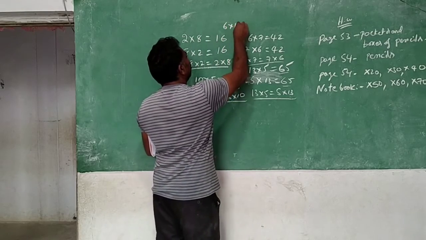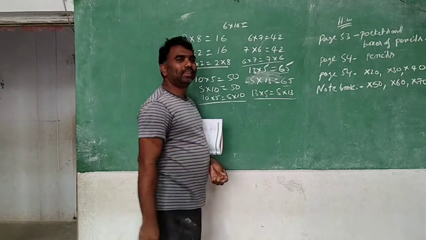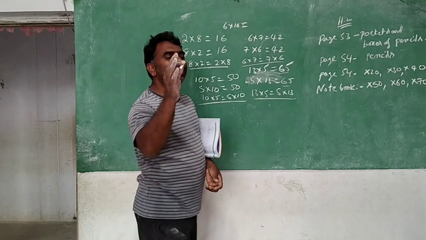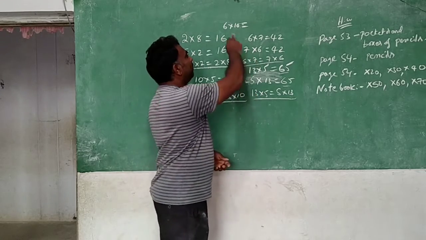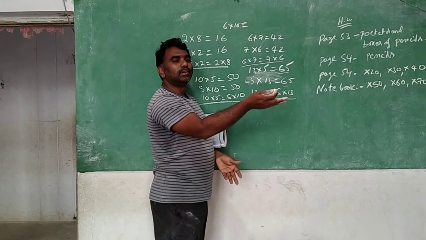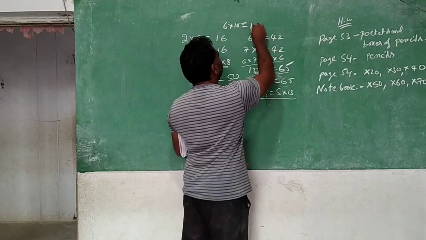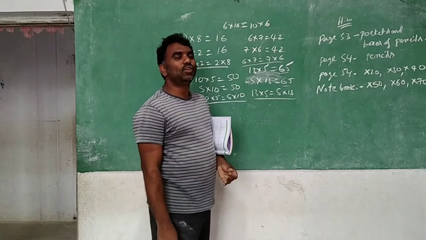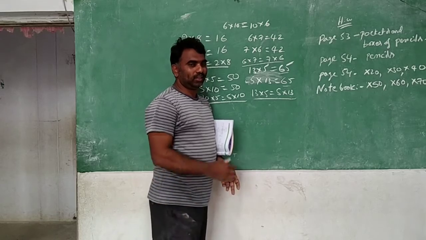6 into 10 is equal to... In this way you say 6 into 10 is equal to, very good, 10 into 6. 6 into 10 is equal to 10 into 6.